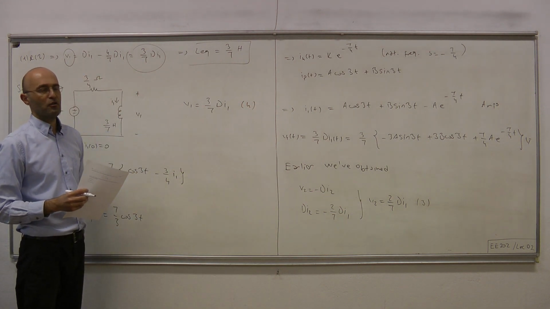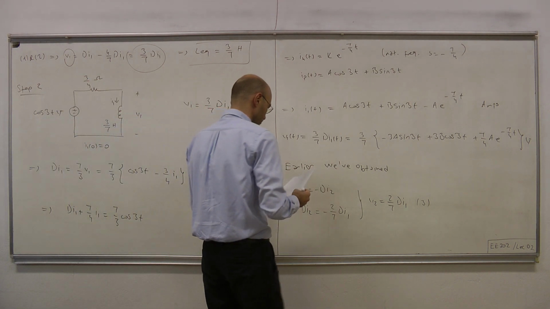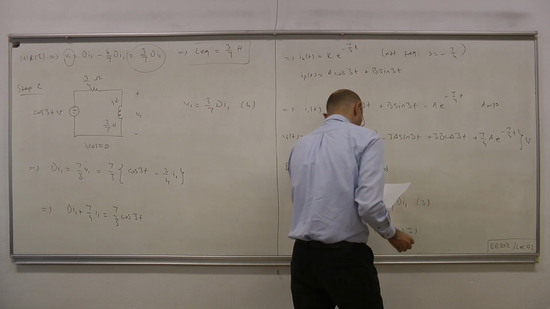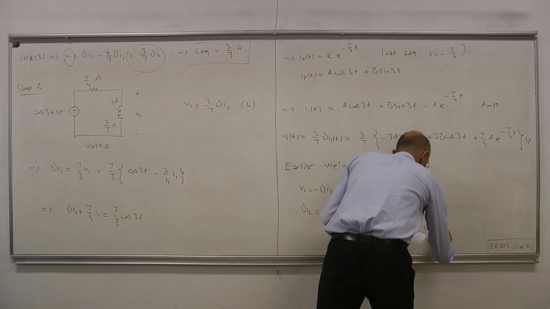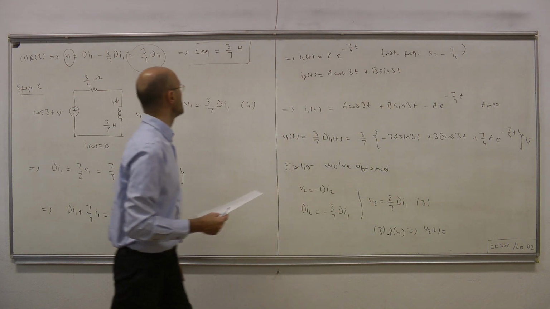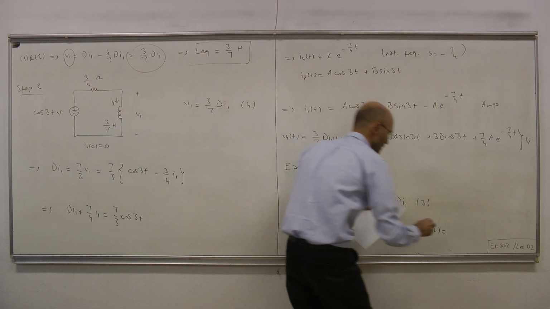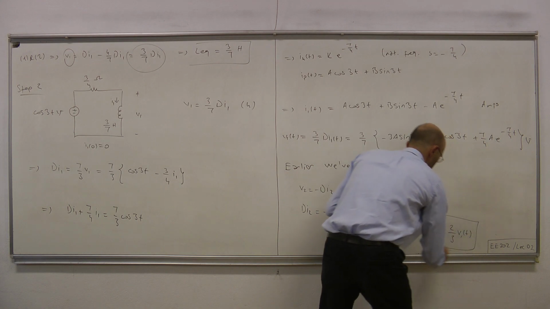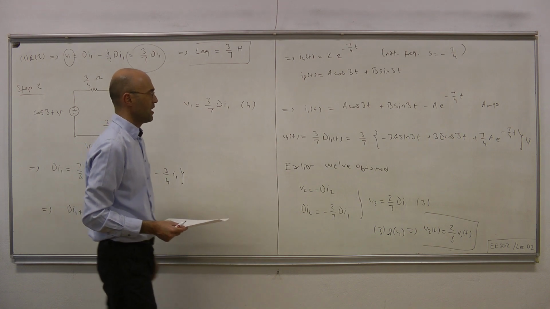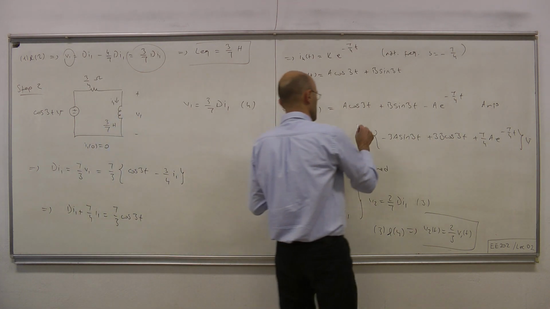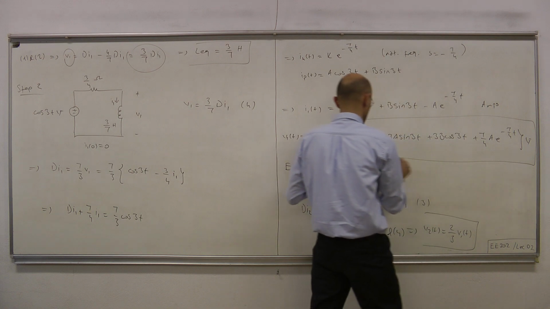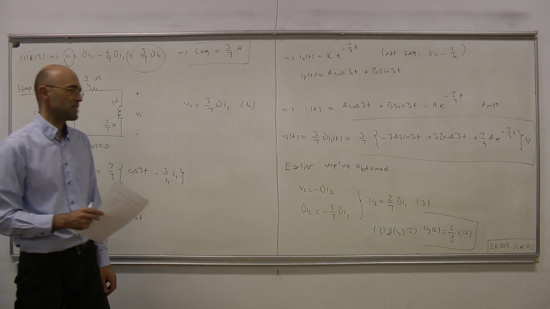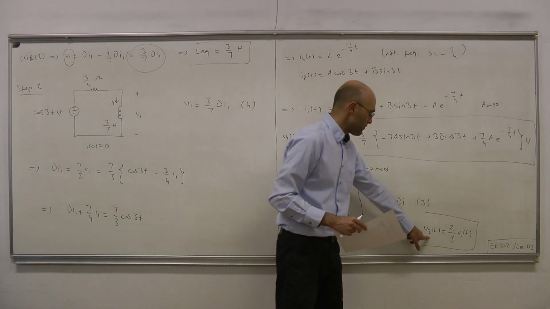Combine equation 3 and equation 4, that yields V2 of t equals 2/3 V1 of t. That means once we have V1, which we did already, multiply that by 0.66666 and so on, and you obtain V2 of t.